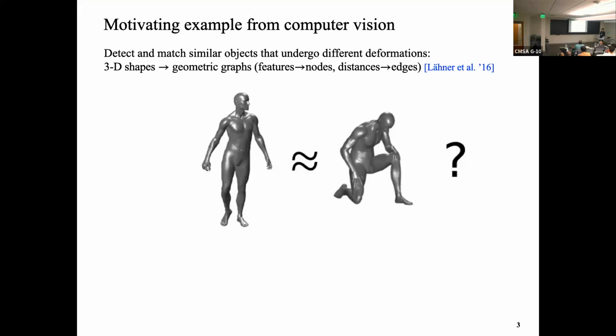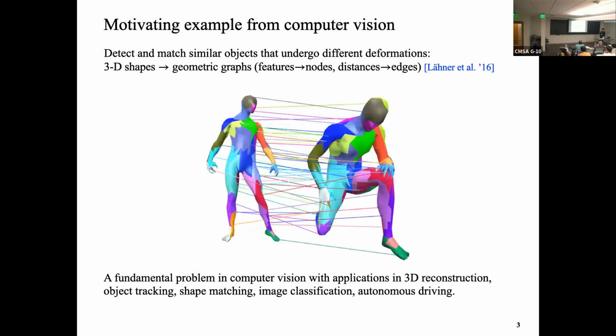is to say, for instance, are they the same? If they are deemed to be the same, identify the matching, and the matching here would correspond to these lines that identify the same regions, color coded with the same color.